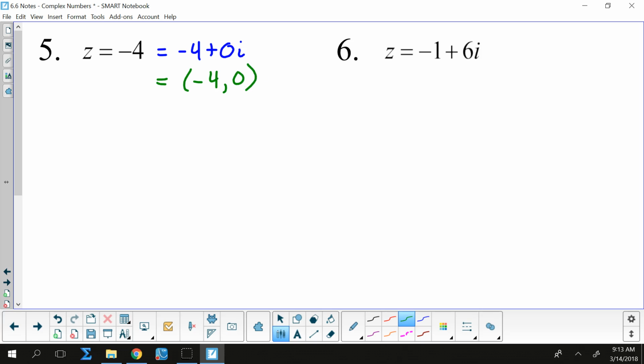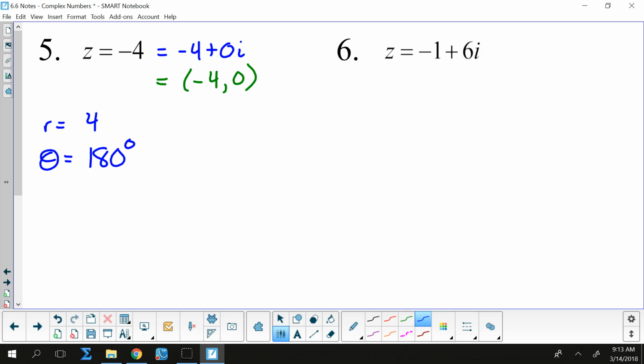Which is, if I'm graphing that one, straight out to the left. Right? So that gives me an R value here of 4. If I put square -4 and square 0, add them together, I get positive 16. Take the square root of it, I get 4. My theta is going to be 180 degrees, right? Because I'm straight out to the left.